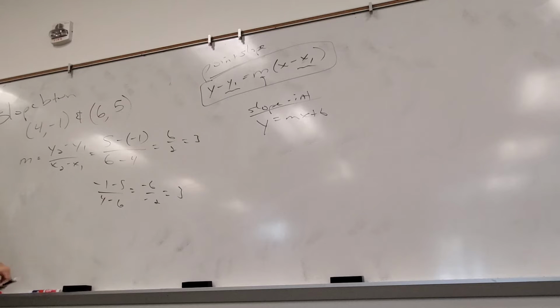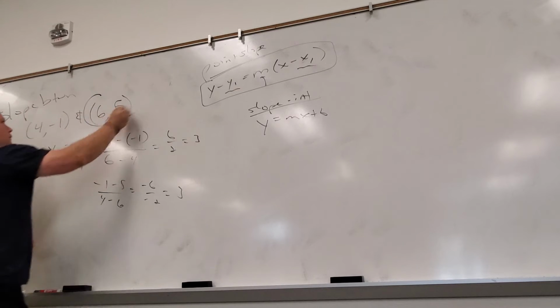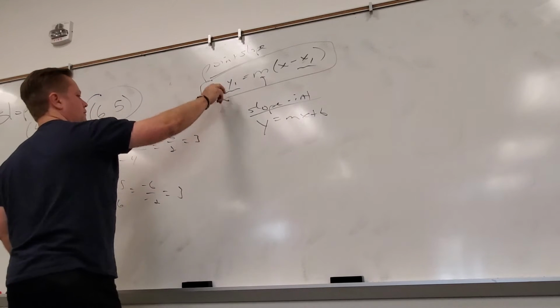Why is that true? How many points are on any given line? Infinite number. So any of them exist on the line, so any of them should give the equation of that line. So it doesn't matter which one you pick. So which one do you want to pick? Second one, okay. So let's do this.